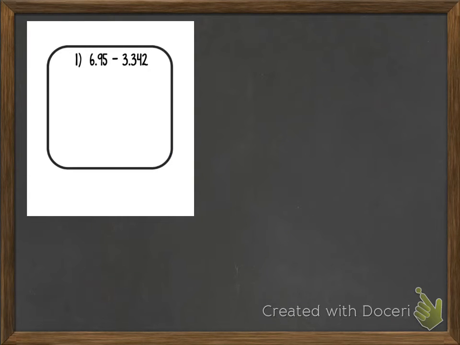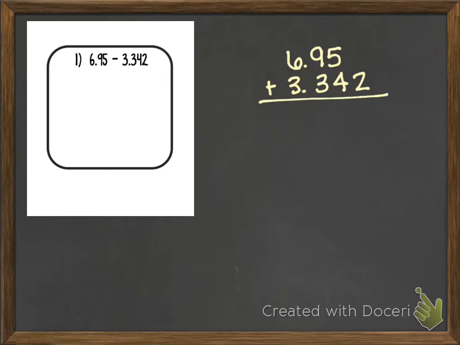So example 1 says that we are going to add 6.95 plus 3.342. So let's place 6.95 and then add 3.342. I'm sorry, we're adding. Make that an addition sign. Annex zeros. And then we add from right to left.